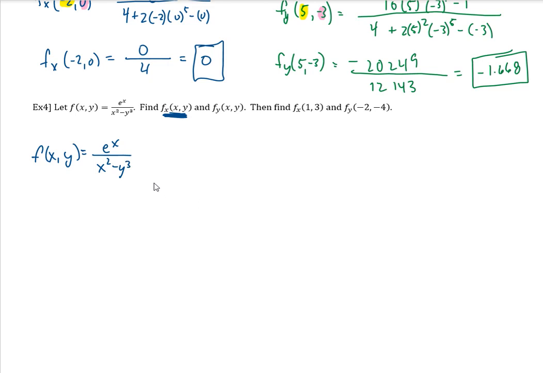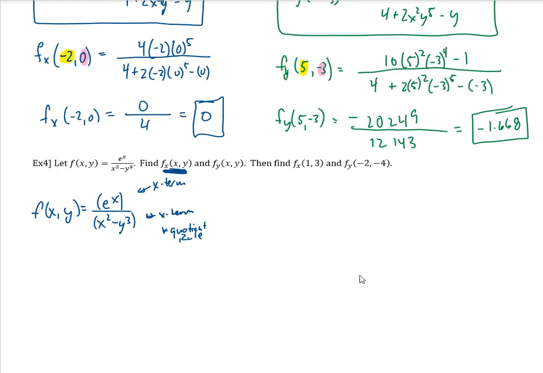All right, so here we've got a quotient where this has an x term in it, and so does the bottom. So they both have x terms in it. So that means I'm doing an x term divided by an x term, which means I need to do the quotient rule for this problem. Okay, so the quotient rule is involved.